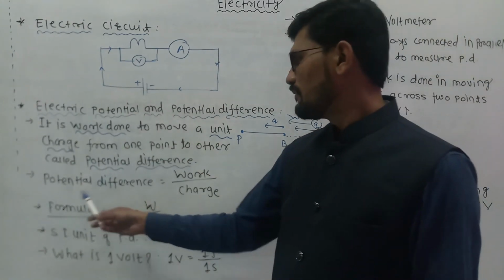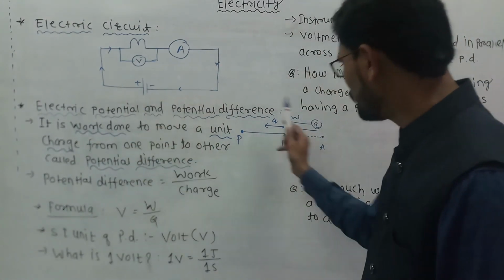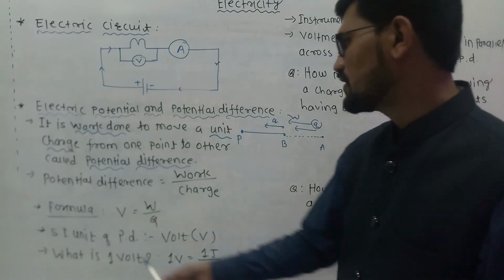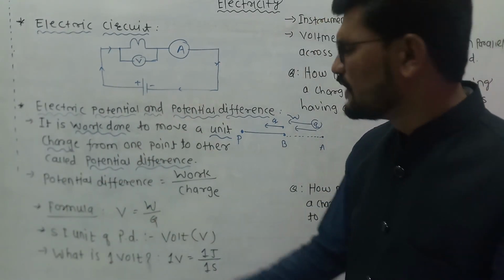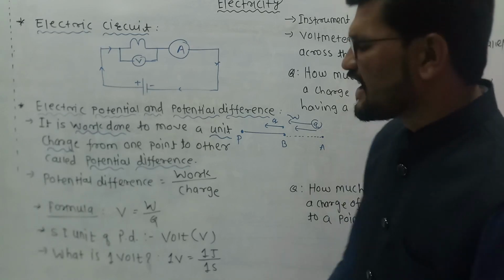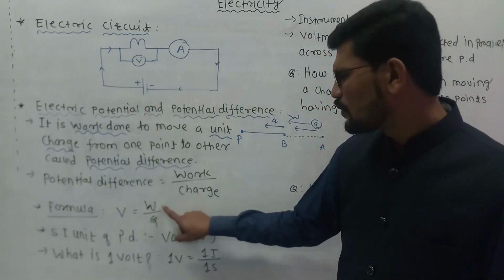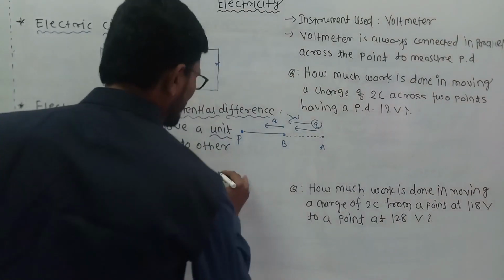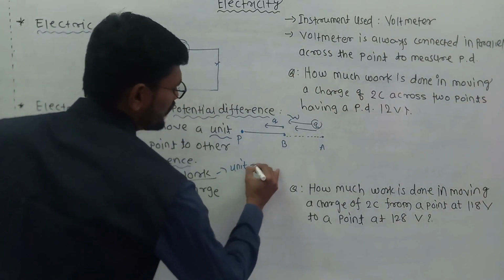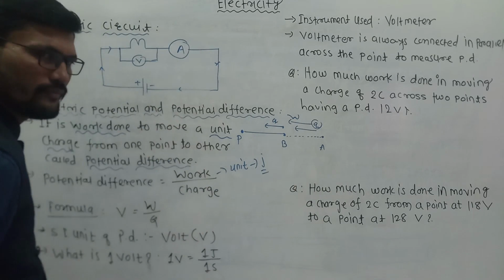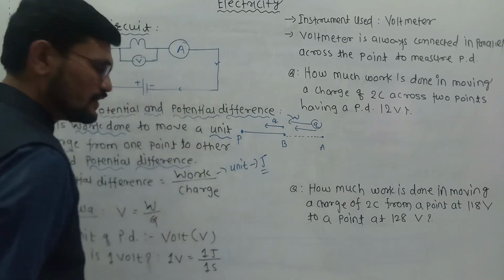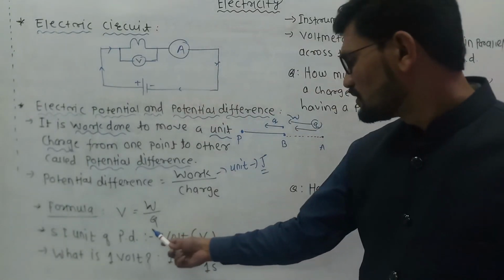Clear? From this definition and this concept, we can easily understand the formula V equals W by Q, where W is the work and Q is the charge. The unit of potential difference becomes very simple. What is the SI unit of work? Joule. And the SI unit of charge?